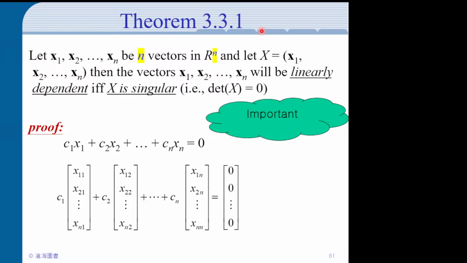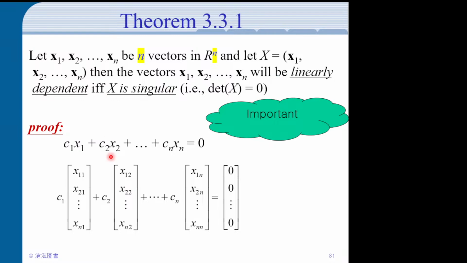So theorem 3.3.1. It's important here that we have n vectors in Rn. So this n and this n must be matched. It only works here when n matches. So we have x1 to xn. We have n vectors in Rn, and then you can list them together into a matrix. Each one of them is a column vector, and then you just list them column by column, and we'll form a matrix X here.